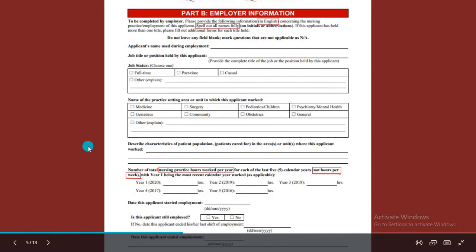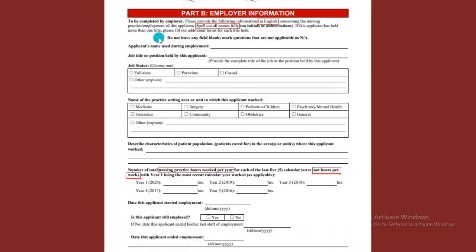Next is part B, employer information, and here they have already mentioned, please provide the following information in English. So you have to make sure that your employer provides the information in the English language, else you will have to get them translated, and the translation cost is all upon you. You will have to pay the translation fee. Also, spell out all names fully; no initials or abbreviations will be accepted.